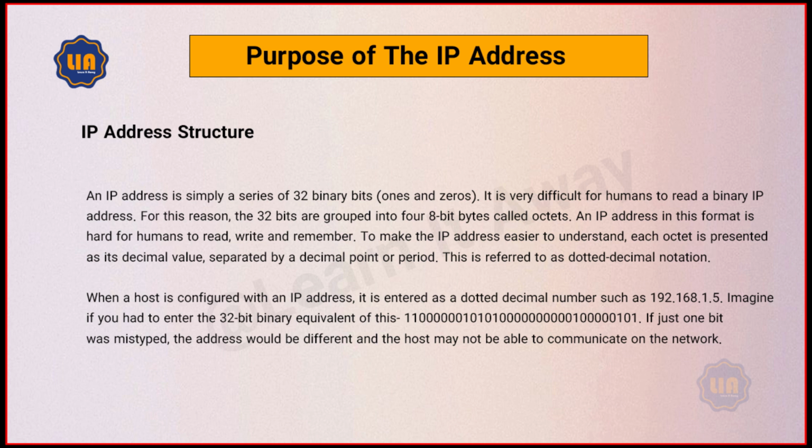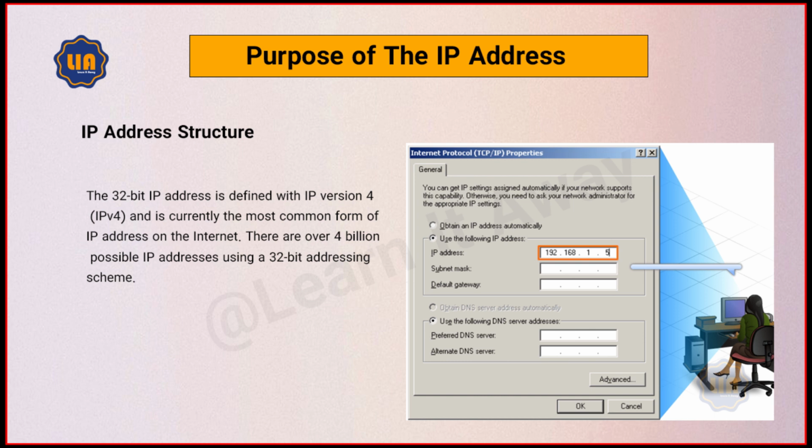When a host is configured with an IP address, it is entered as a dotted decimal number such as 192.168.1.5. Imagine if you had to enter the 32-bit binary equivalent of this, 11000000101010000000000100000101. If just one bit was mistyped, the address would be different and the host may not be able to communicate on the network. The 32-bit IP address is defined with IP version 4, IPv4, and is currently the most common form of IP address on the Internet.